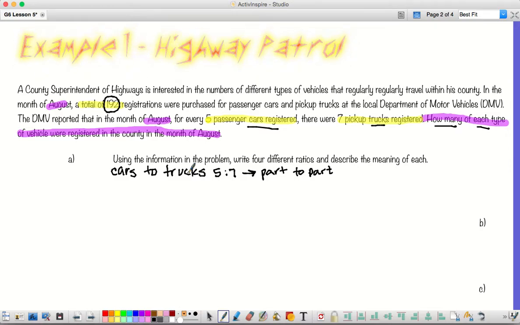So what I'd like you to do here is take a minute and pause, and I want you to come up with 3 different ratios and describe the meaning of each. So tell me what the ratio represents, and is it part to part, part to whole, or whole to part? What type of ratio is it?